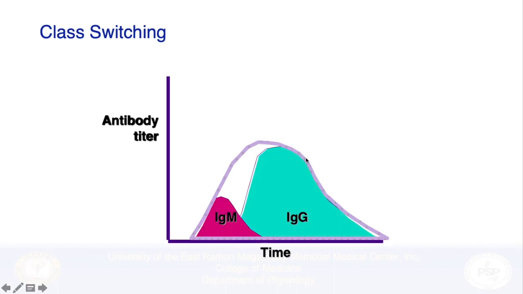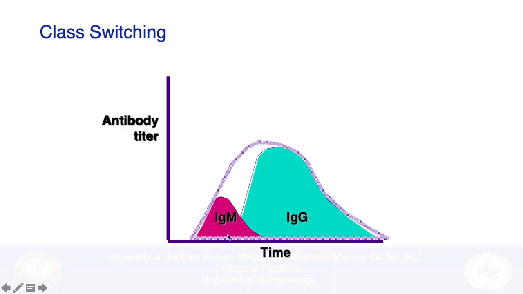So there's a process known as class switching, wherein the antibody type during the primary response changes from IgM to IgG. Usually this IgM would peak maybe 5 to 7 days after the exposure to the antigen. Okay, and then after that, it will eventually go down.